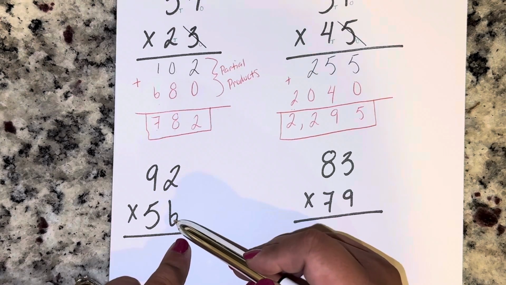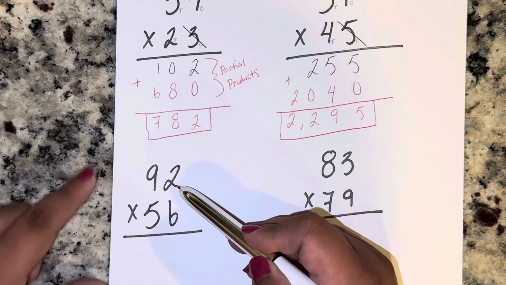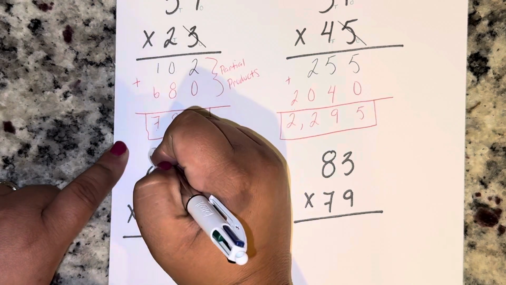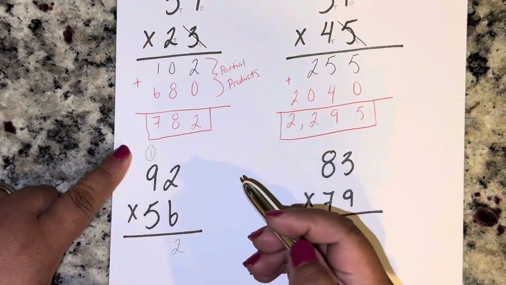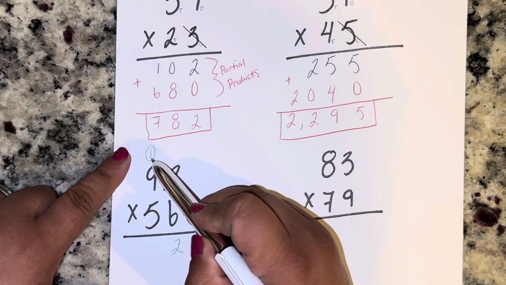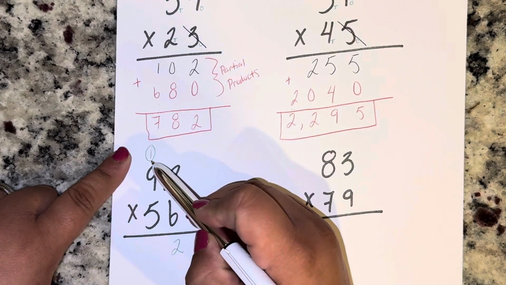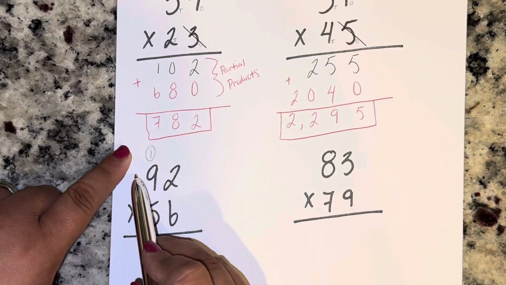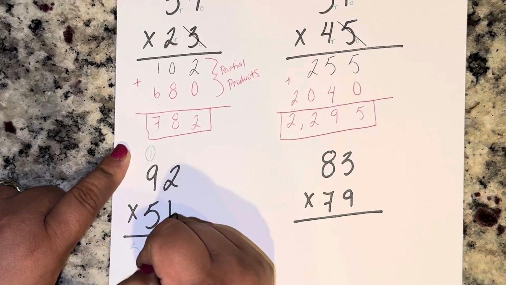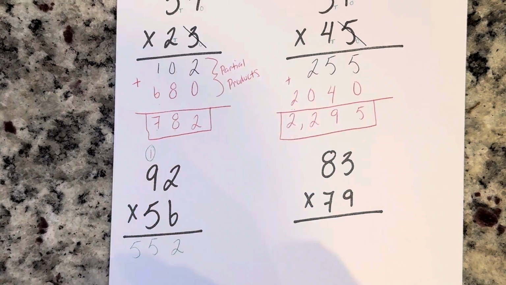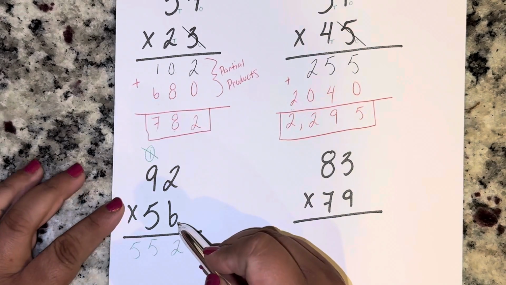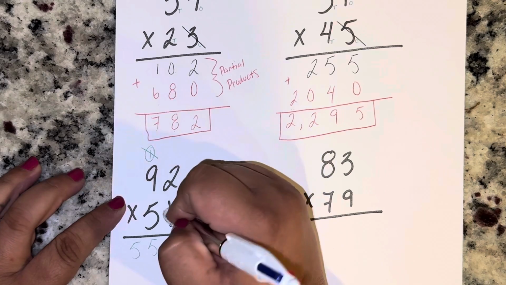tens place. 6 times 2 is 12. We'll bring our 2, and I'm going to regroup my 1. Then we have 6 times 9 is 54, plus 1 is 55. I don't have anything further to multiply with here, so I will bring my 55 down. Now, I am done with my 1, so I can mark through that. I'm also done with my 6, so I can mark through that.